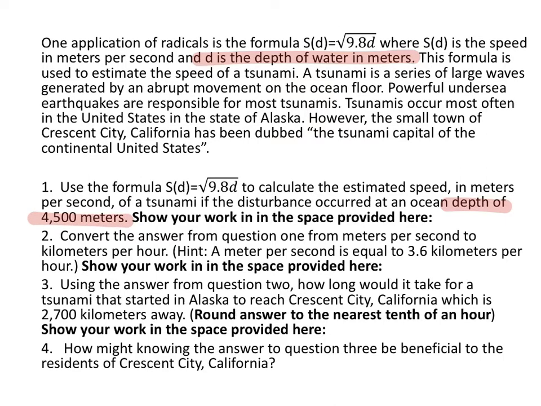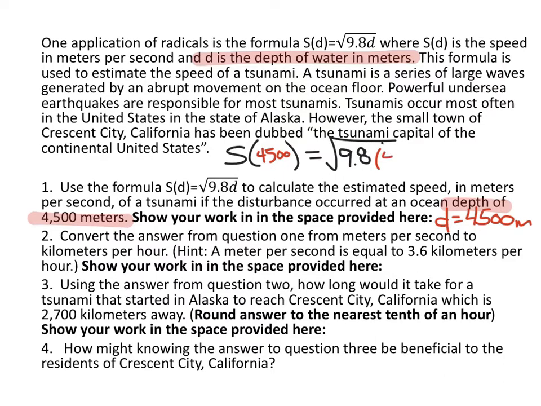So I can go into this formula, and we'll show it as S of D. It's S of D equals the square root of 9.8 D. Now, it just told us a D value, right? It's saying that in this one D equals 4,500 meters. But that means I'm going to go into the formula and replace the D with 4,500. So it's the speed based on 4,500 meter depth.